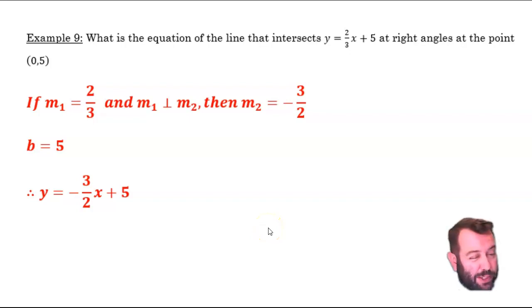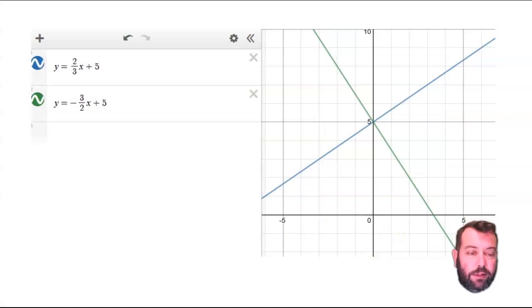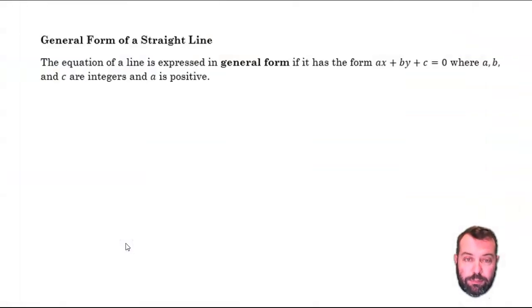Again, can we check this? Let's have a look. If we type them into Desmos, this is what these things are going to look like. Here is my original function: y equals 2/3 x plus 5. That's my blue line. And here is my green line: y equals -3/2 x plus 5. Now, we can't tell that's definitely a right angle, but it looks about right. And they do intersect at (0,5). So that's pretty good. Nice bit of confirmation there when you've got Desmos handy, or some graphing software.